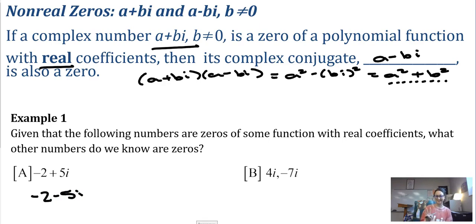I've got 2 zeros this time. I have 4i and -7i. I'm going to force a pause on your screen. You tell me what other 2 zeros have to be zeros of the given polynomial. So we should have gotten -4i and 7i. Notice that neither of these had this a part in them, so you're just going to flip the signs, and that'll get you that nice cancellation.